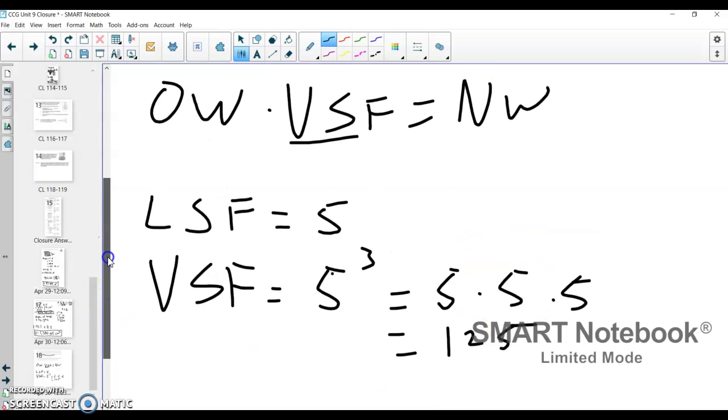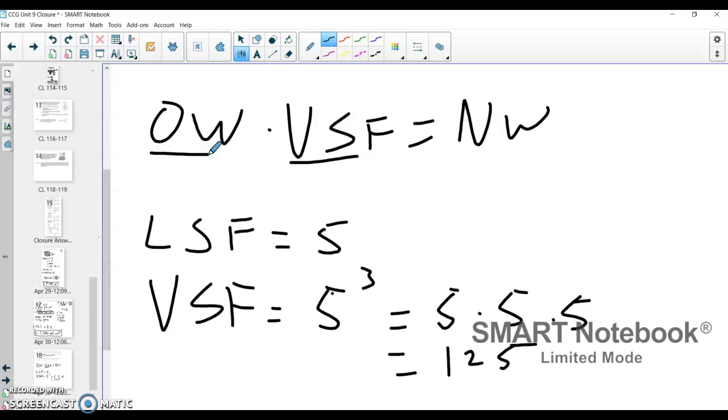Okay? So now I can actually fill in my equation up here. I know my original weight. I now know my volume scale factor. I can figure out my new weight.